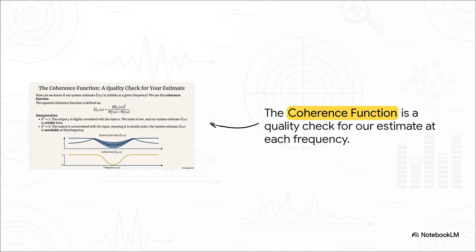But with all this estimating going on, how can we really be confident in our results? We need a quality check. And that's exactly where the coherence function comes in. Think of it as a built-in lie detector for your estimate. At any given frequency, if the coherence value is close to 1, that tells you the output is highly connected to the input, noise is low, and your system estimate is solid. But if that value is near 0, that's a big warning sign. It's telling you that frequency is dominated by noise, and your estimate there is pretty much pure guesswork.